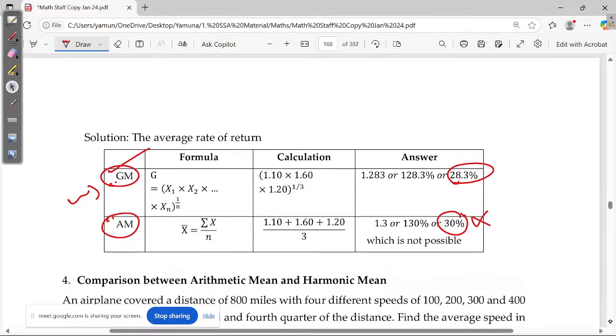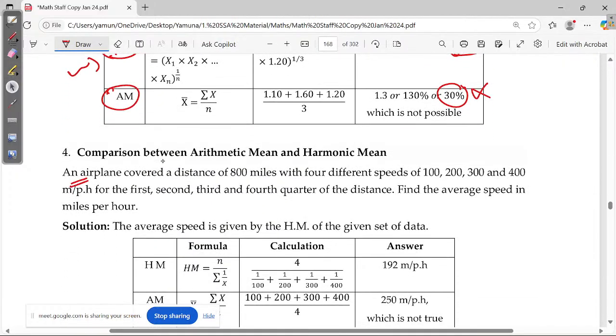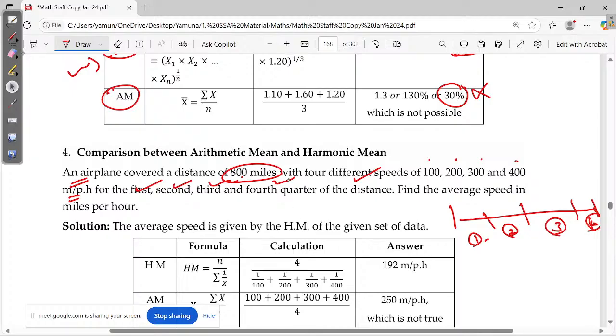Likewise, if we go for problem number 4, here's an airplane covering a distance of 800 miles with 4 different speeds of 100, 200, 300 and 400 miles per hour for the first, second, third and fourth quarter. So you're traveling in an airplane and you take it as 4 quarters: quarter 1, quarter 2, quarter 3 and quarter 4. How many miles? 800 miles. So this is 200 miles, 200 miles, 200 miles and 200 miles. For the first 200 miles, what's the speed there? 100 miles per hour. For the second, 200 miles per hour. Third, 300 miles per hour. This is 400 miles per hour.